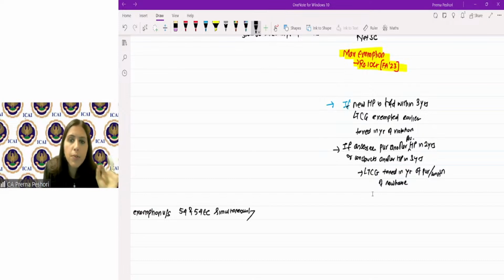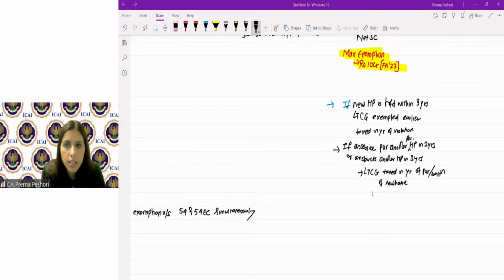So the important point now here is that the exemption will be restricted to rupees 10 crore. Yes, Geeta, there is no bifurcation whether this is only available to a resident or to a non-resident. This is available to all.